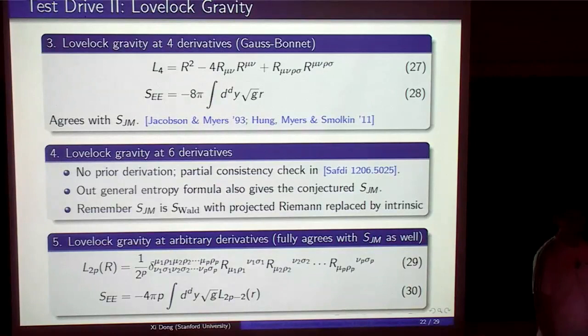Yes. There is a proposal by Aaron about the generalization of the Jacobson-Myers to the case where the theory is not just Lovelock but f of Lovelock. So any function of Lovelock, the Lovelock Lagrangian is this. So any function of this, and my formula actually agrees with their results. This came after I submitted the paper, so I was happy.